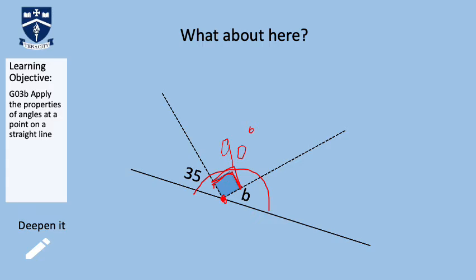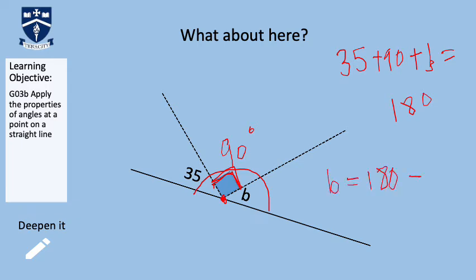So in order to work out B, we know 35 add 90 add B is 180. So B is 180, take away the 35, take away 90, which is 180 take away 90 is 90, 90 take away 35 is 55 degrees. Therefore, B equals 55 degrees.